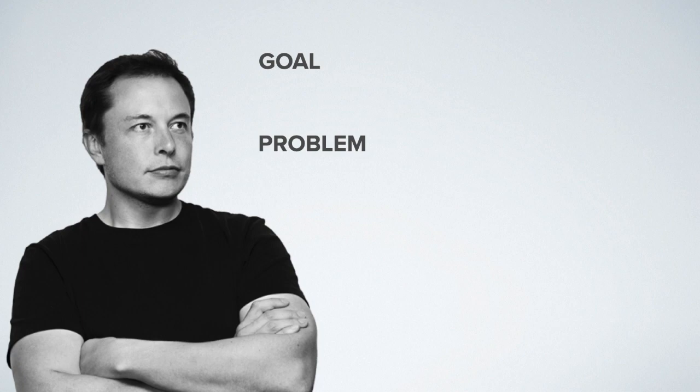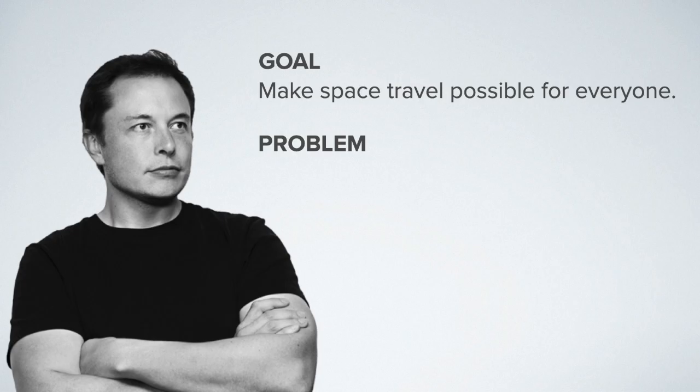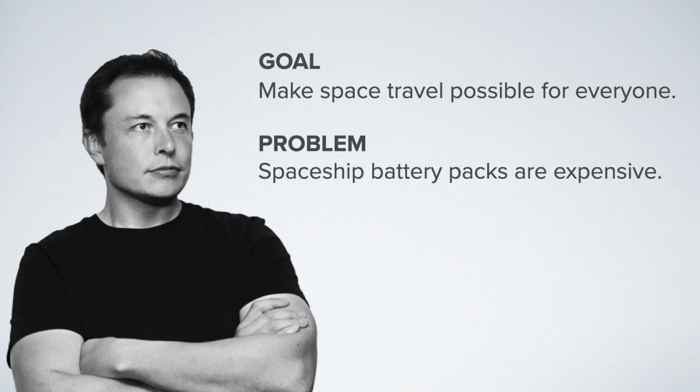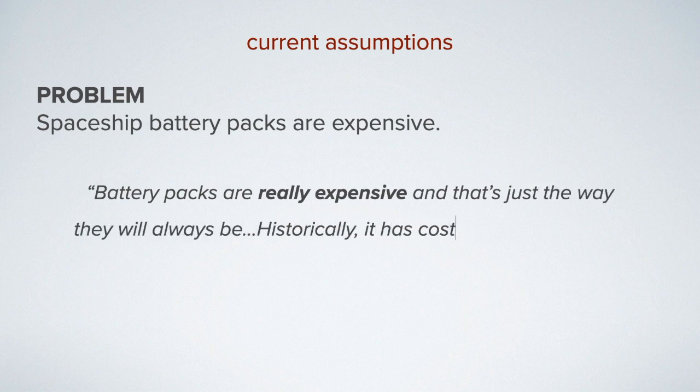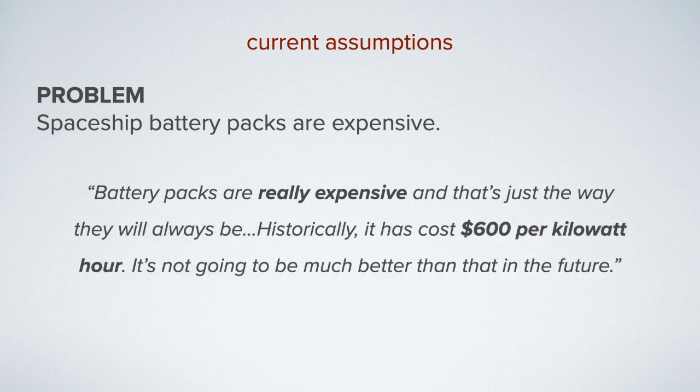Let's talk about Elon Musk. Elon Musk has a dream of making space travel possible for everyone. But there's one problem. It's that spaceship battery packs are expensive. And so he applied this first principles thinking method to solve his problem. Number 1, current assumptions. Battery packs are expensive. These are Elon's words. Battery packs are really expensive, and that's just the way they will always be. Historically, it has cost $600 per kilowatt hour, and it's not going to be much better than that in the future.